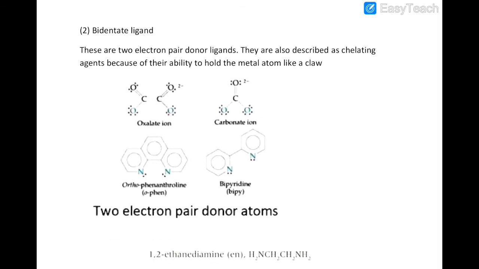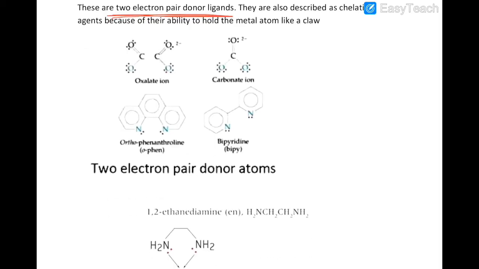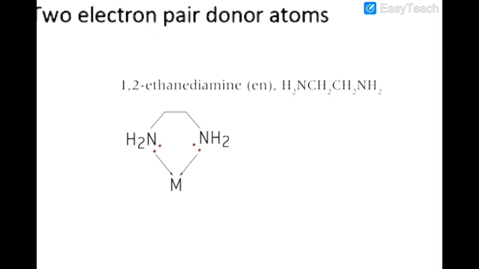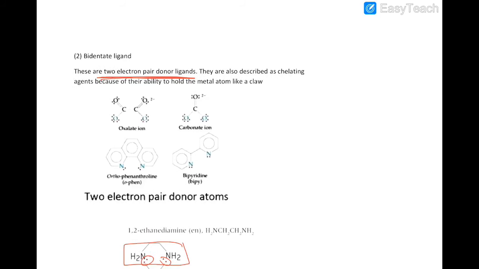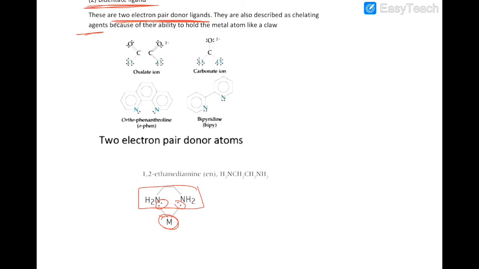Now a bidentate ligand is going to donate 2 electron pairs at the same time. So this is how it's going to bond with the metal. This is the metal, and this is 1,2-ethanediamine, and each nitrogen is providing one lone pair of electrons, so this molecule is able to form 2 dative bonds at once, and it holds the metal like a claw, and therefore is called a chelating agent. Bidentate ligands are chelating agents, and all of them are going to hold the metal like a claw.